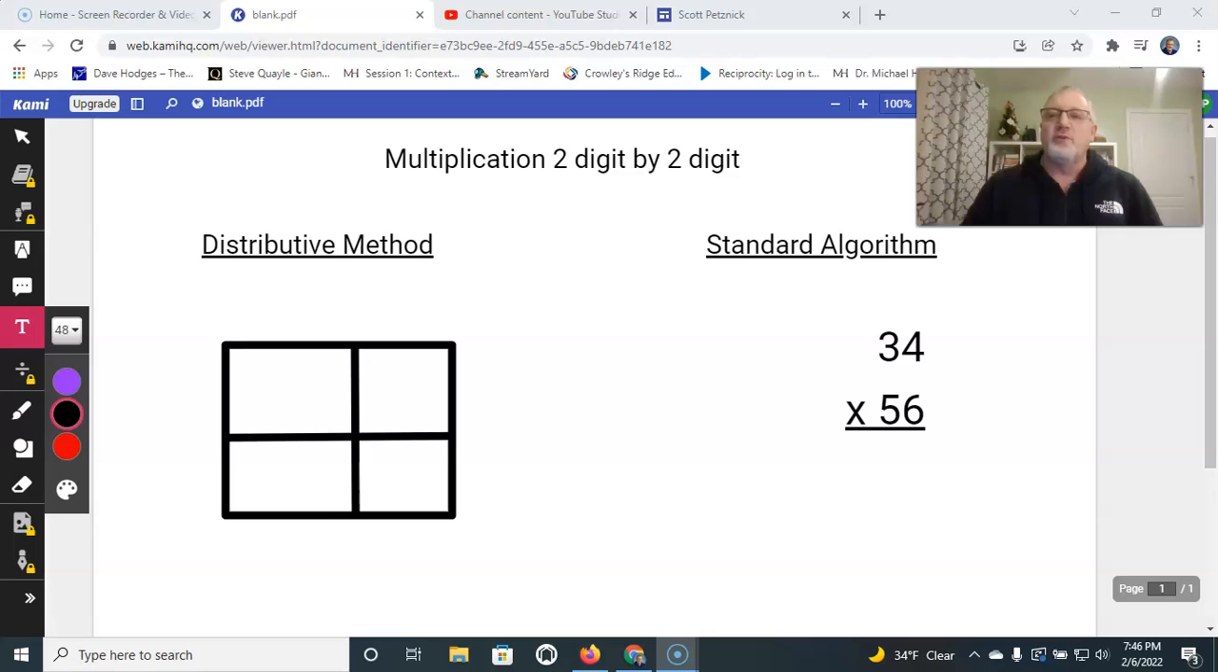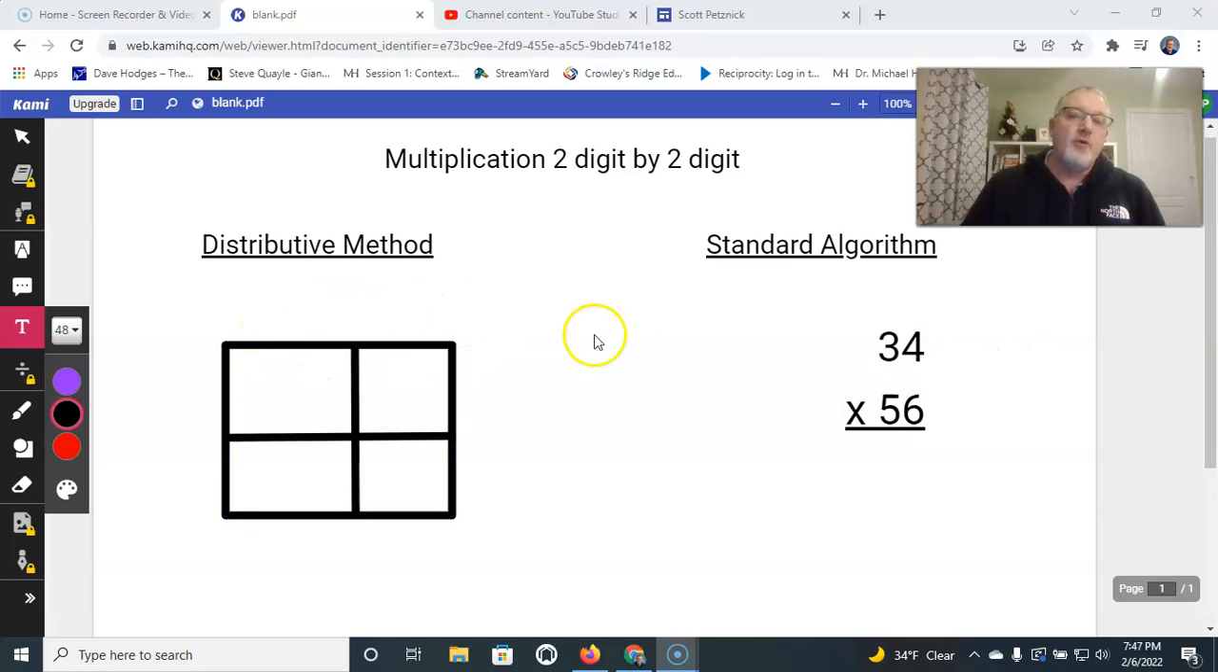Again, I'm going to be showing the two different methods here, the distributive method and the standard algorithm method, which is how most of us adults were brought up being taught. So we're going to go the two different ways. Again, the standard algorithm method is one that we should know how to do as parents, so we can help our child with that one. But I'm going to go through that one as well. So our numbers here are 34 times 56.